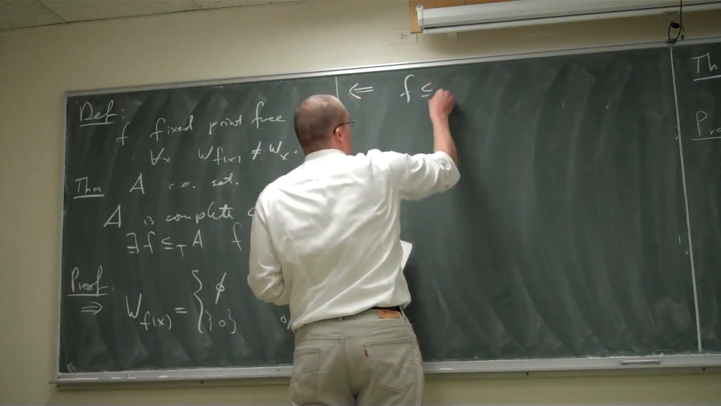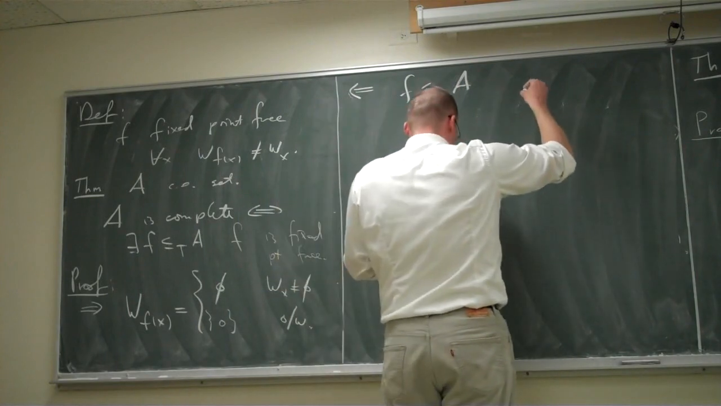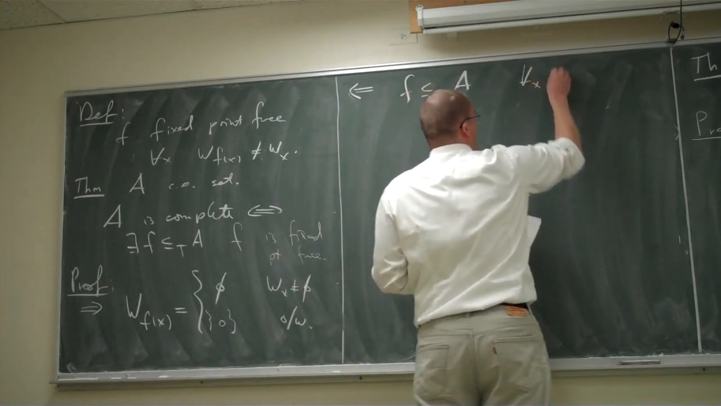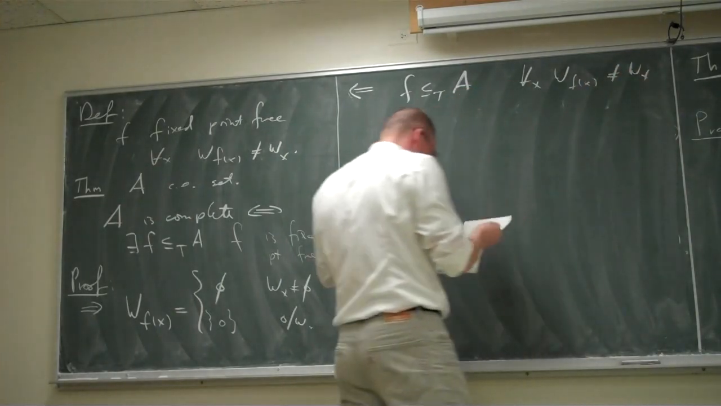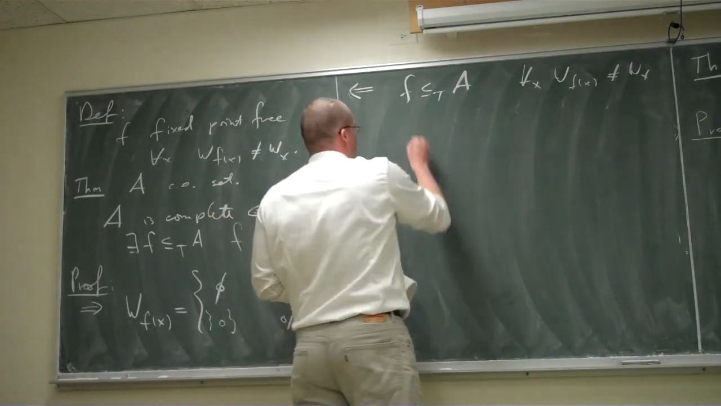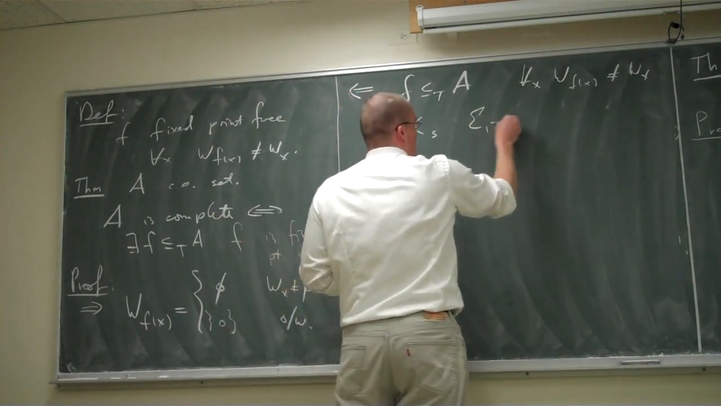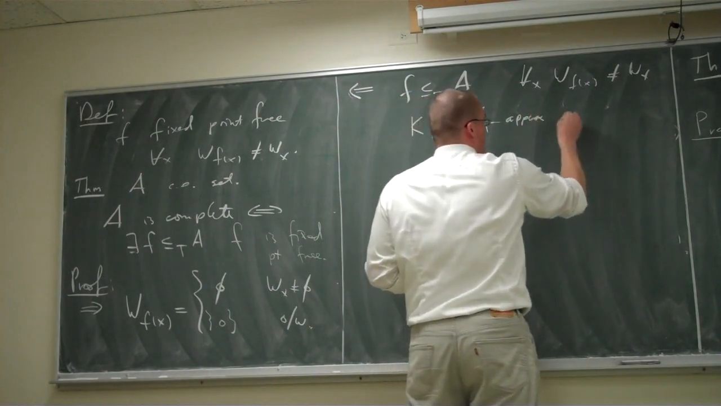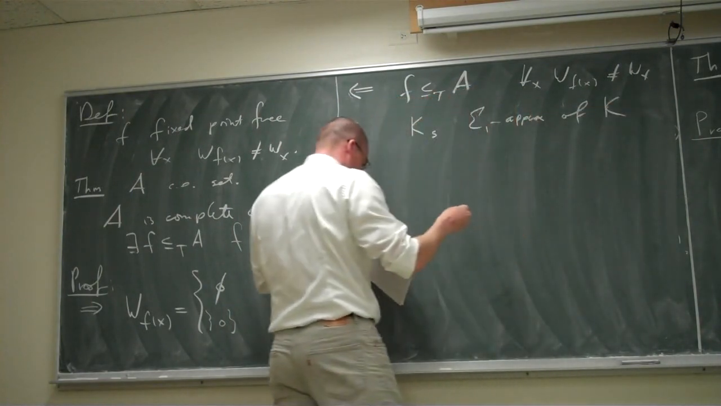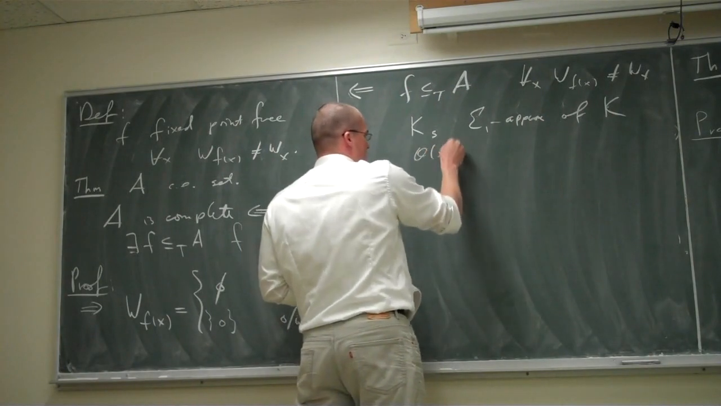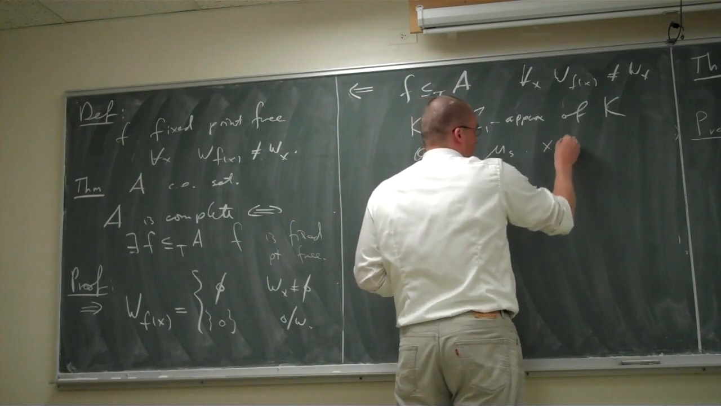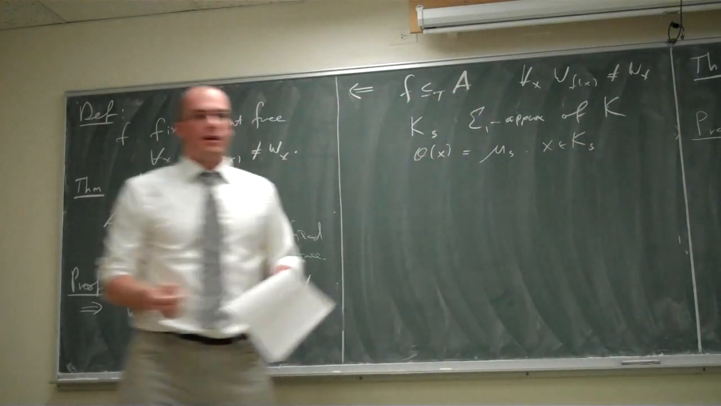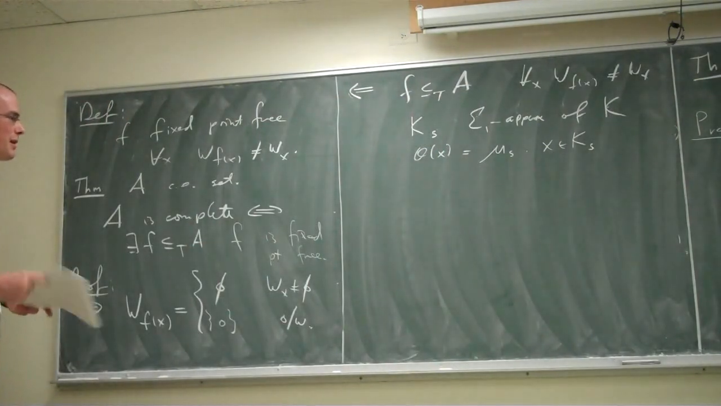What do we have? We have f, computable from A, such that for every x, W_f(x) is not equal to W_x. We have K_s, a sigma 1 approximation of K. Given this sigma 1 approximation, we can define this function theta(x), which is the least s such that x is in K_s. Exactly the function you were just looking at.